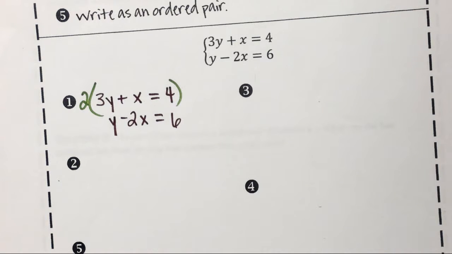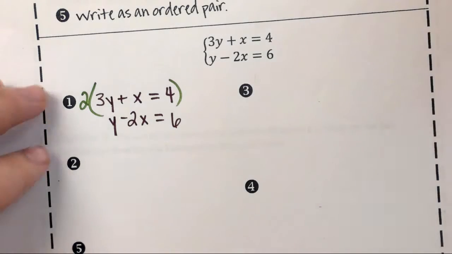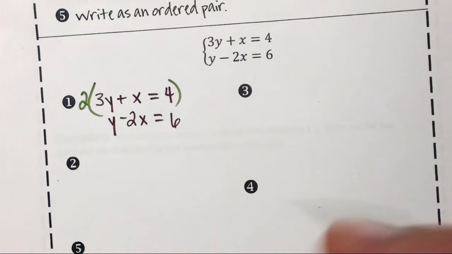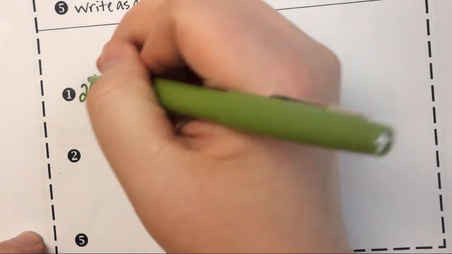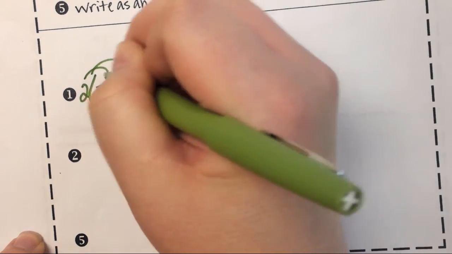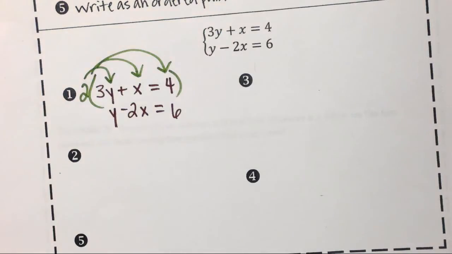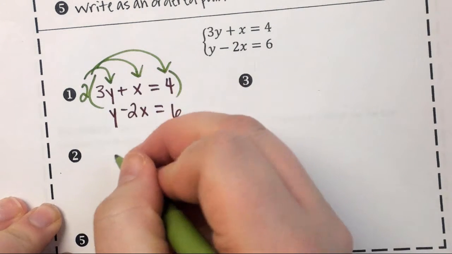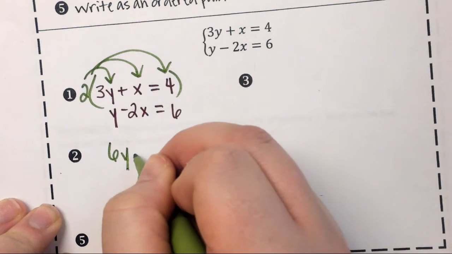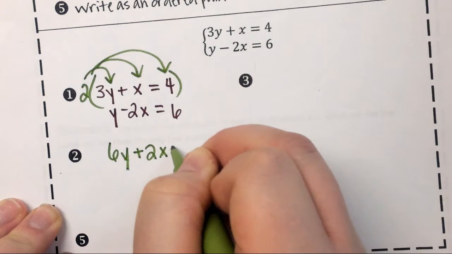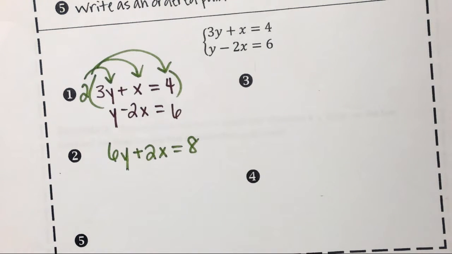This would equal 8. Okay, so if I multiply everybody by 2 and distribute that 2 to everyone, it's okay because I'm multiplying everybody in the top equation by 2. So I would have 6y plus 2x equals 8. Are there any questions about what I did to that top equation?